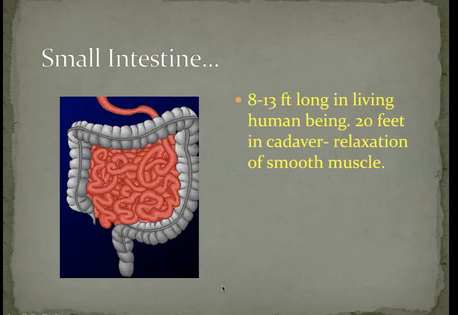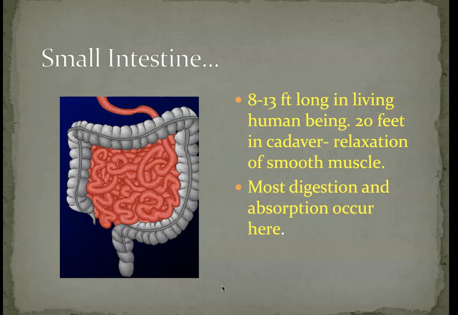So it's 8 to 13 feet long in a living human being, 20 feet long in a cadaver. The reason it's longer is because that smooth muscle relaxes after you die, and it will be longer. So it is designed to increase surface area, more chemical digestion, more absorption of nutrients into the bloodstream. So this is where most digestion and absorption occur.